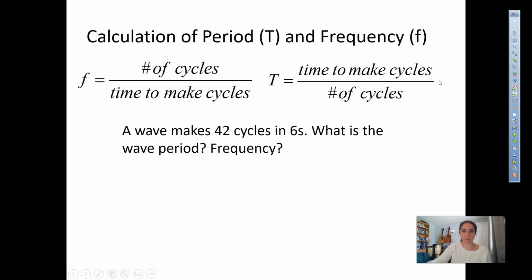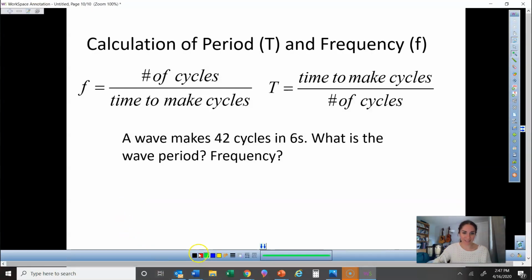Okay, so if you don't have a graph, this might be more useful for you. Notice they're weird, right? They're really more of a definition than an equation, so that's why they read like a definition. Frequency you calculate by doing number of cycles divided by time, and period is the time it takes to make a cycle divided by your cycles. So, hope you got that.